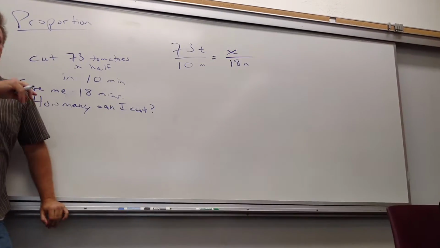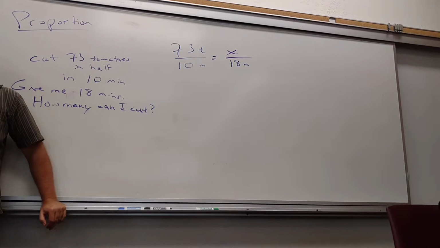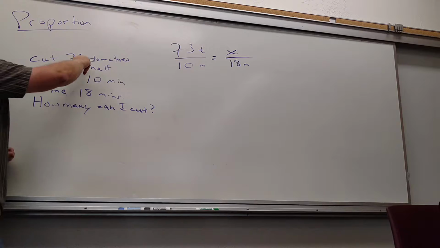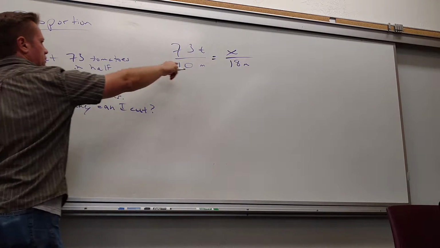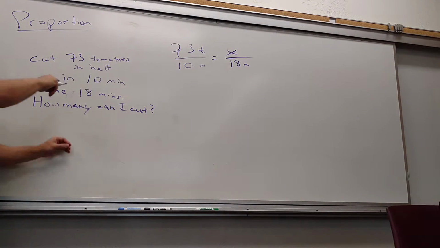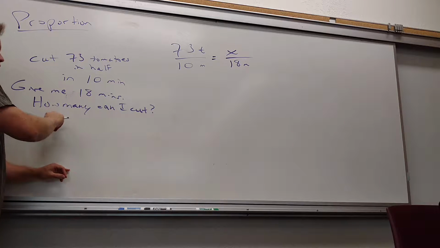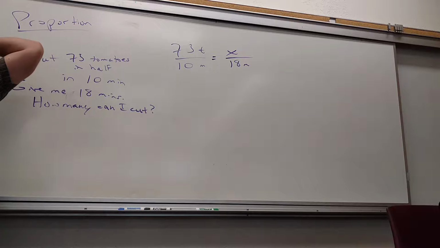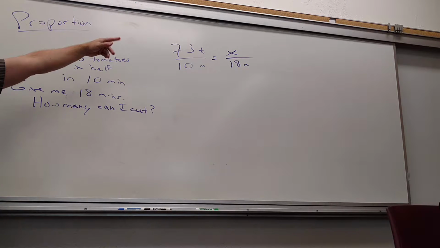So a proportion is two fractions that equal each other. Why did you put the X over the top again? So I put 73 there because I know how many tomatoes. 10 minutes because I know that's how long it takes to cut those, right? 18 minutes is how much I gave. How many tomatoes? So that's why I put an X there. I don't know how many tomatoes. And of course, now that I got that set up, how do you solve this?